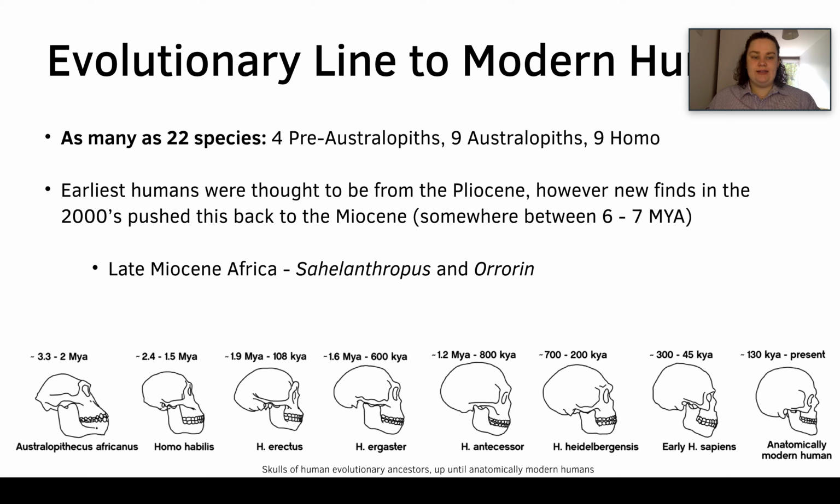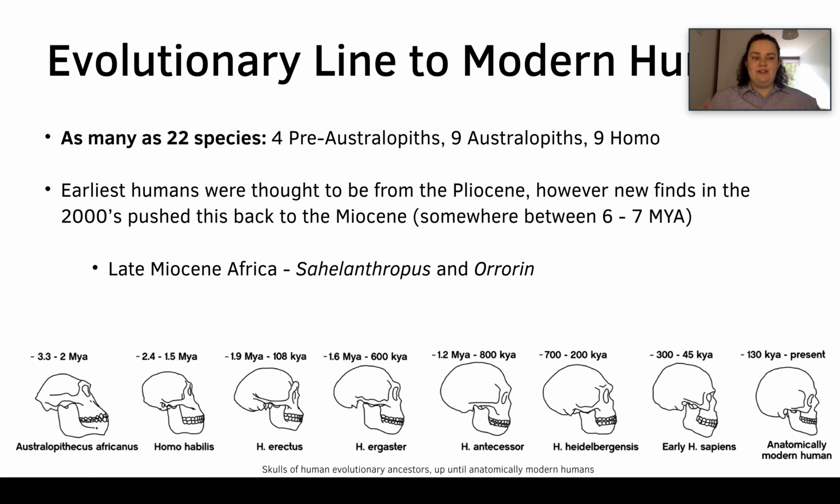So, the evolutionary line to modern humans, and for this, there are as many as 22 species on our branch of the tree. The way that we talk about human evolution is it's more of a shrubby bush with multiple branches going off. So, for example, we have the Australopithecines, we have the Paranthropus, and then we have the human shrub. It's kind of a cool way that we describe it, but it's really confusing.